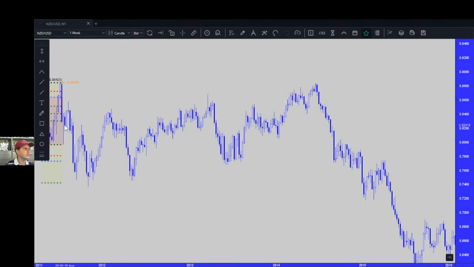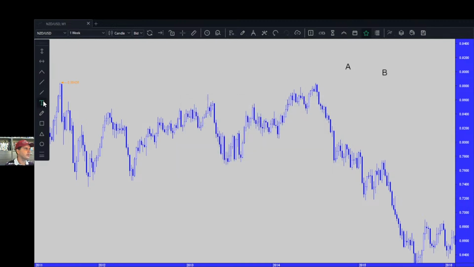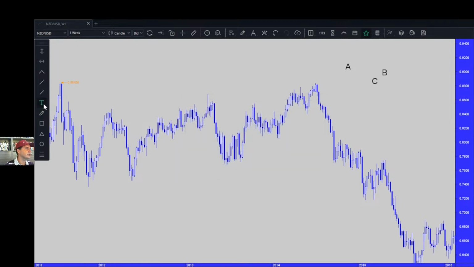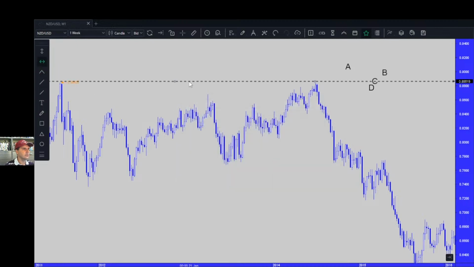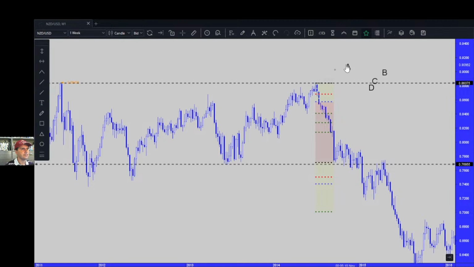Alright, so out this one, out this one. Just put the letters, A, text, B. Do this with me, everybody. Open your NZD USD weekly chart, ABCD. Put your horizontal lines. Find the first high, find the first low. Spread the Fibonacci tool, A to B. This is our A, this is our B.